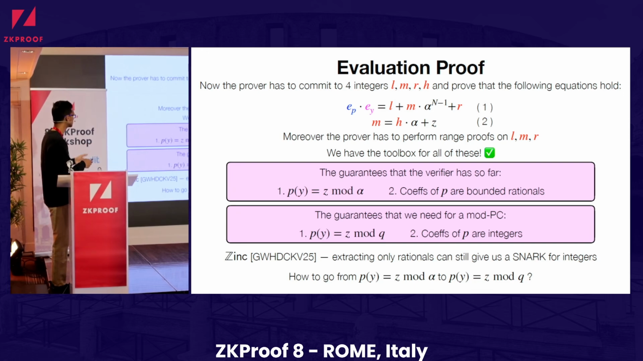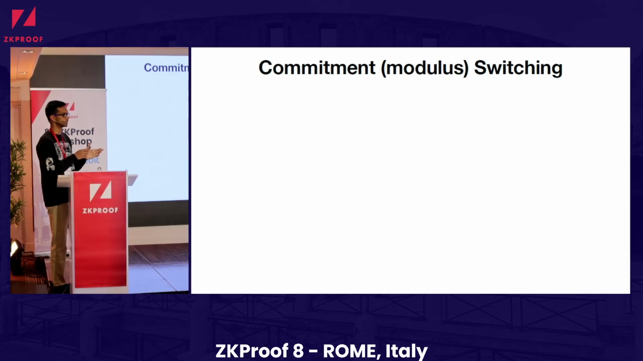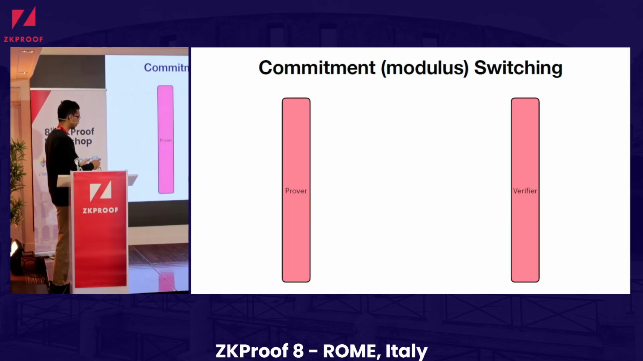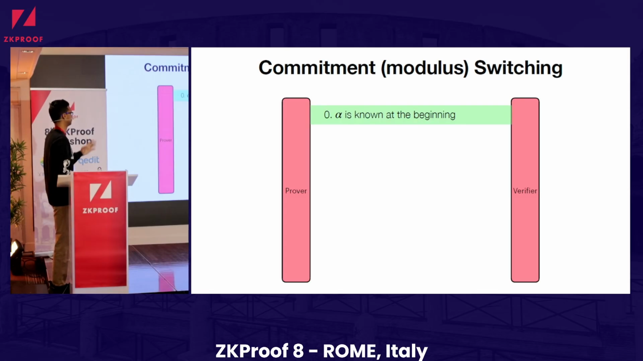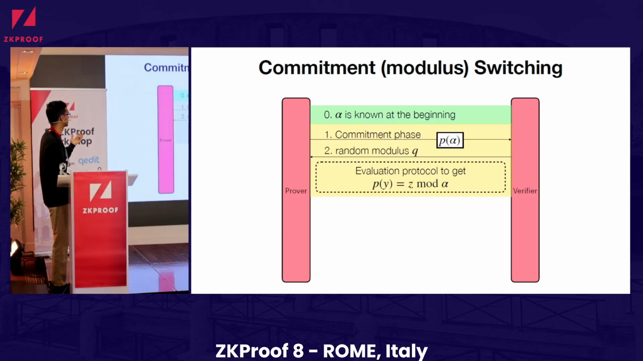So how do we do this? We do some kind of modular switching. You may have seen this in many different contexts, but this is, morally, the same thing with different techniques. So what does the protocol structure look like? We pick an alpha. The prover commits to something. There's a random modulus, and they evaluate to get this guarantee, right?